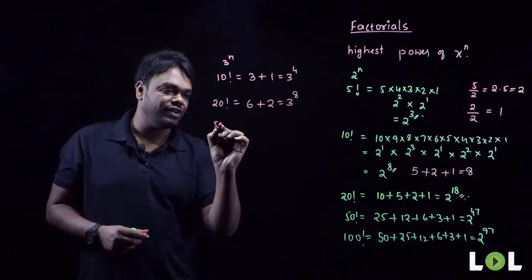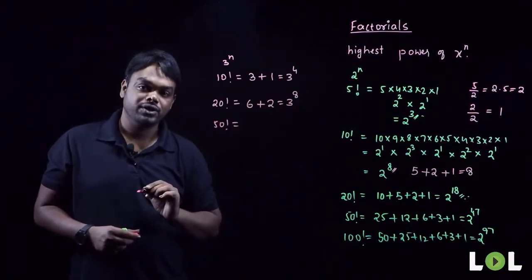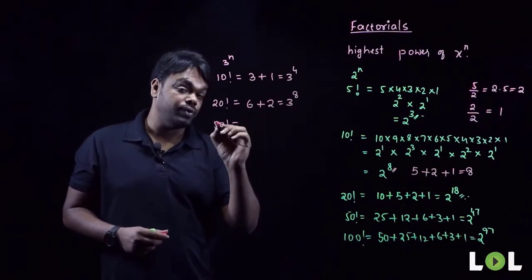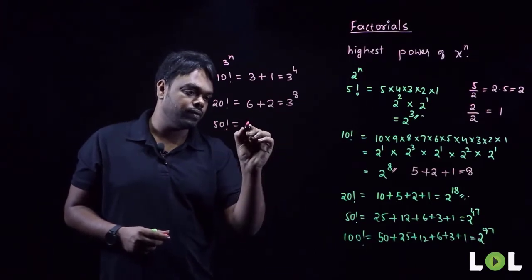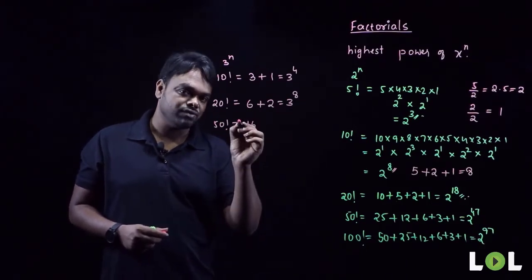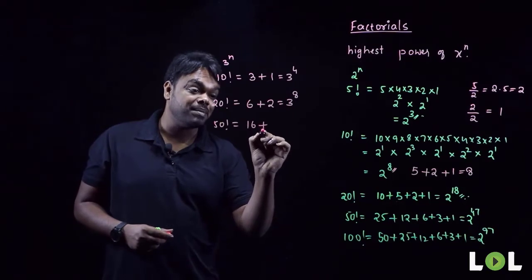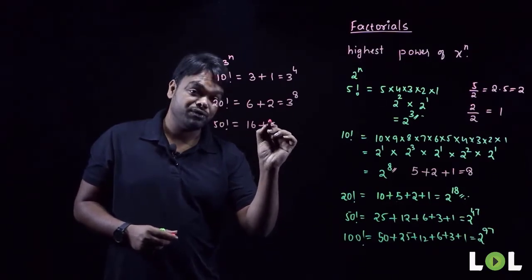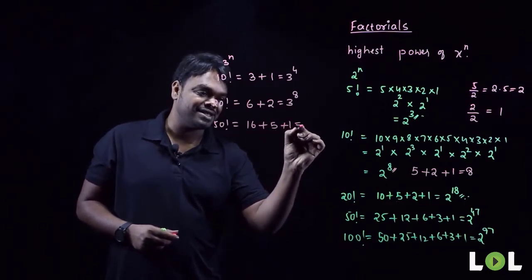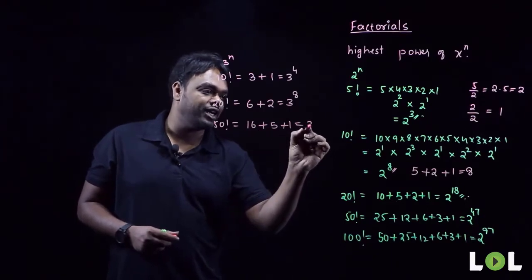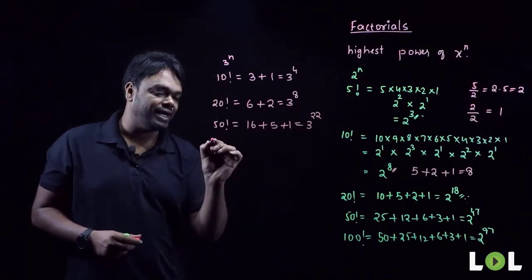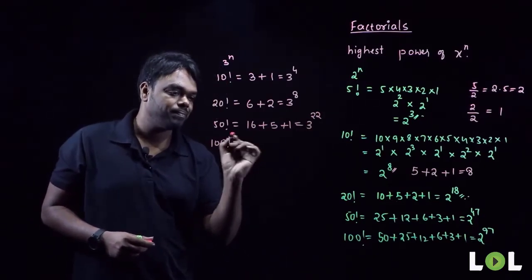Let us consider 50 factorial. Now 50 factorial. What do we do? 50 by 3. So that should give us 16.666. We will consider only 16. 16 by 3, 5. 5 by 3, 1. That's it. Altogether 16 plus 5 plus 1 is 22. 3 power 22.